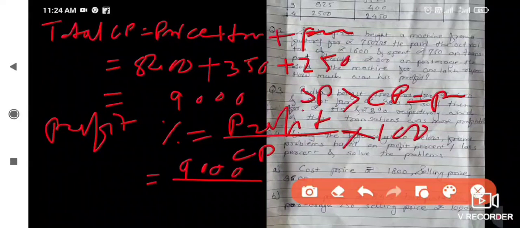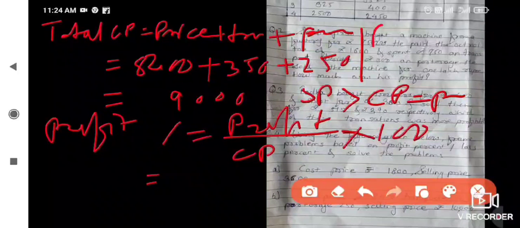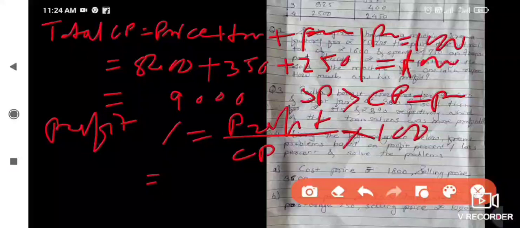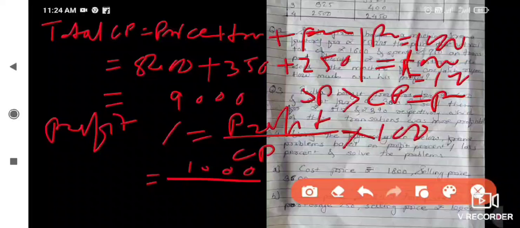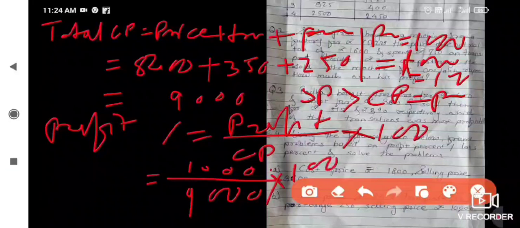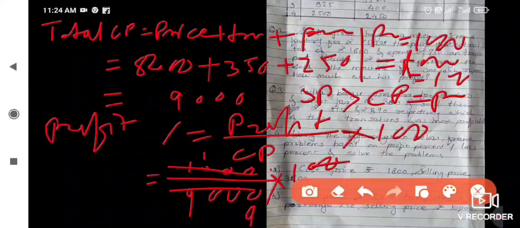Profit is equal to how much? Here I will solve: profit is equal to 10,000, that is selling price, minus cost price, equal to how much? 1000 rupees. So here profit is equal to 10,000 minus 9,000 is equal to 1000. CP is equal to 9,000, and into 100. You will solve this and get the answer. So 1000 ones are 1000, 1000 upon 9 and 100 upon 9, you will get 100 upon 9.